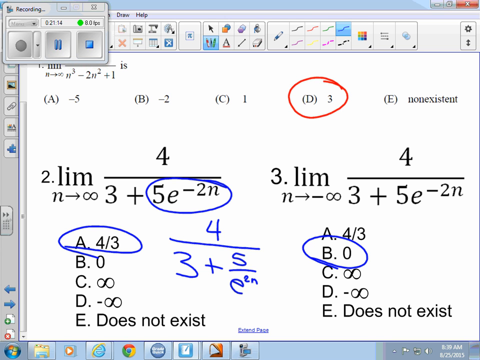These questions look almost identical, but the negative infinity versus the positive infinity change this horizontal asymptote quite a bit. 4/3 as x approaches infinity, to 0 as x approaches negative infinity. Those are some tough ones.